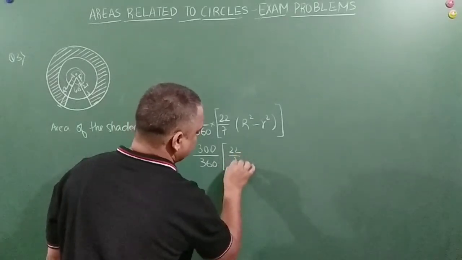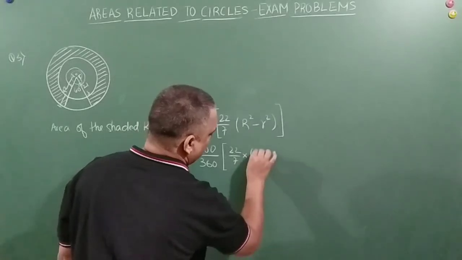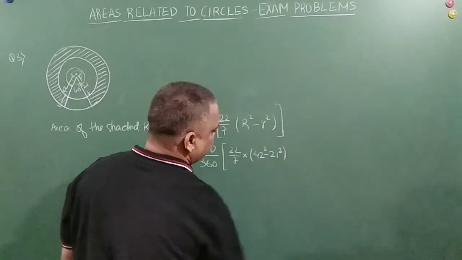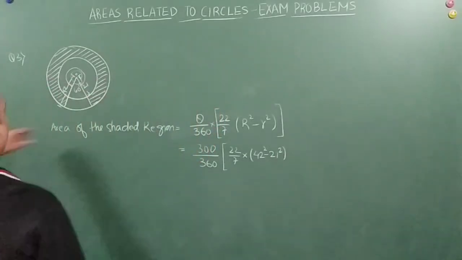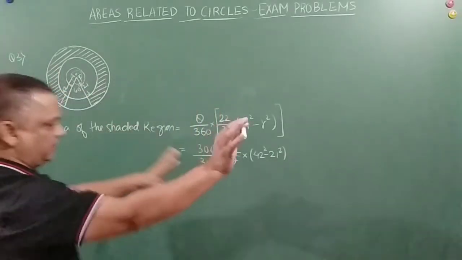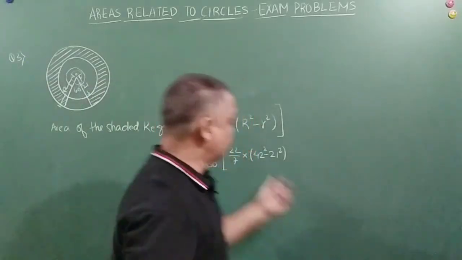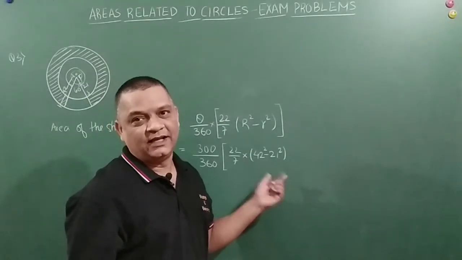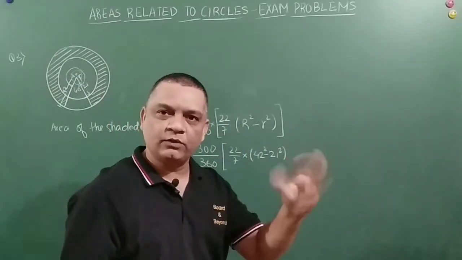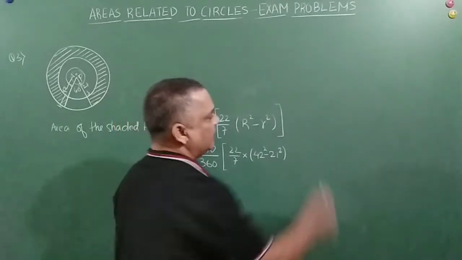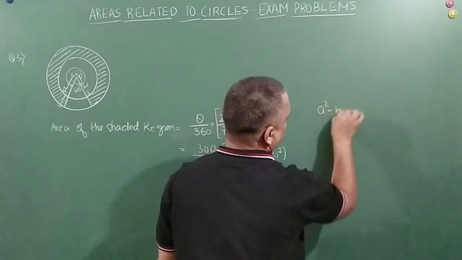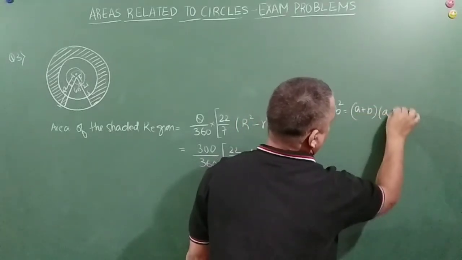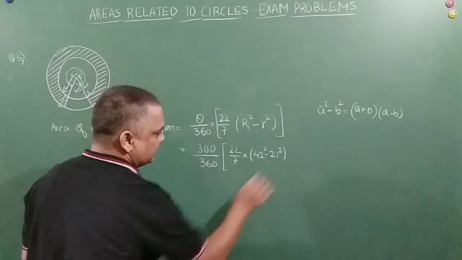22 by 7 into 42 square minus 21 square, right friends? This is what it is, 42 and 21. Friends, please don't square it and then subtract it. Please use the formula a square minus b square is equal to a plus b into a minus b, right? I'll just write it for you. That will make your life easier.